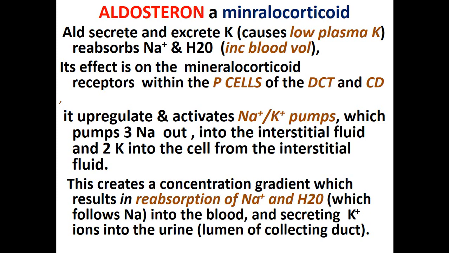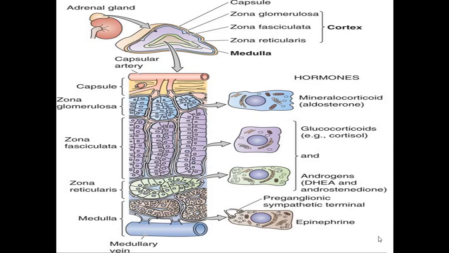Aldosterone is your mineralocorticoid. Here is written the aldosterone, mineralocorticoid. It is coming from the zona glomerulosa. Here is your adrenal gland. This adrenal gland is present at the top of your kidney. It has got different layers of the cortex.